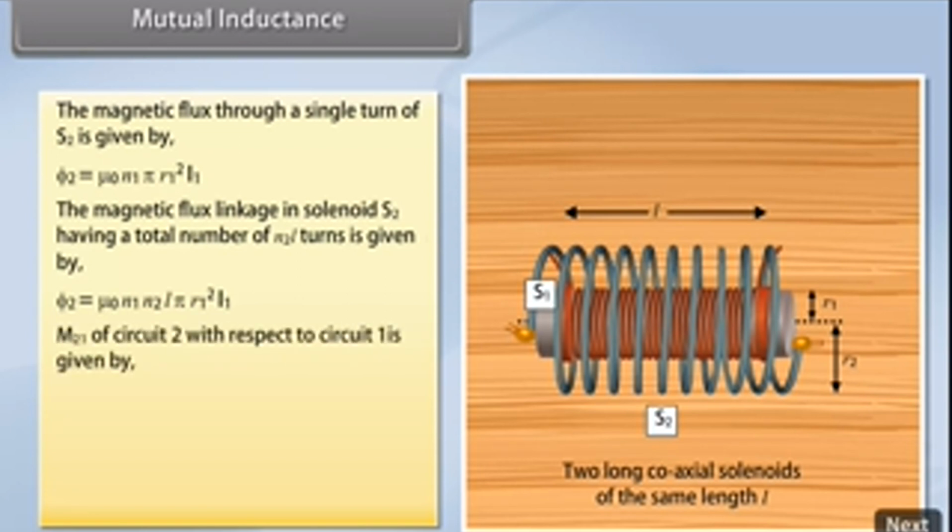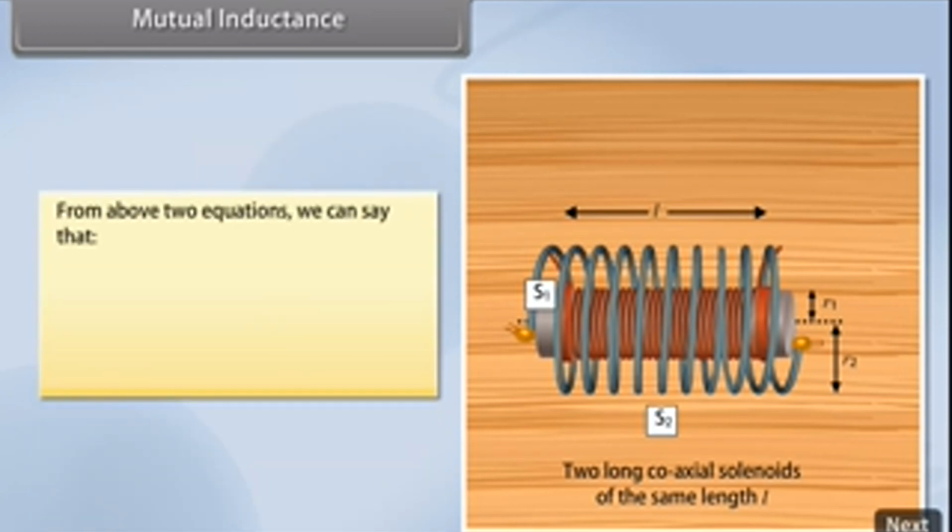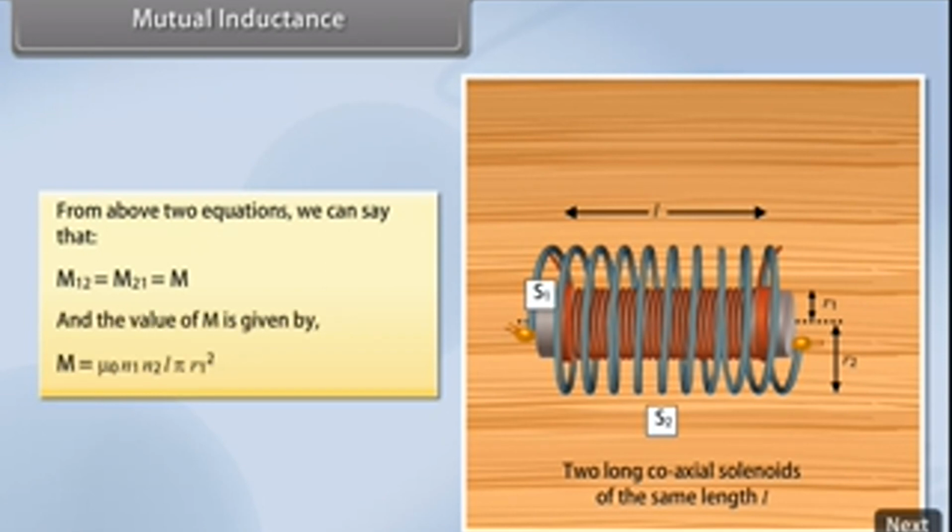M21 of circuit 2 with respect to circuit 1 is given by mu naught N1 N2 L pi R1 square. Similarly, we calculate the value of M12, and it is given by mu naught N1 N2 L pi R1 square. From the above two equations, we can say that M12 is equal to M21, which equals M. And the value of M is given by mu naught N1 N2 L pi R1 square.